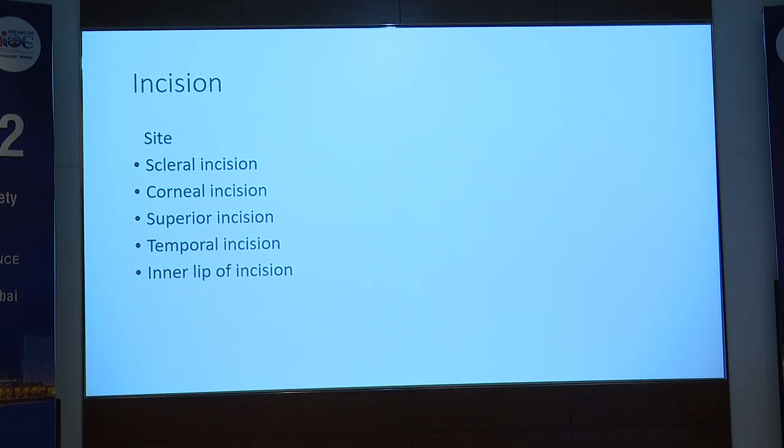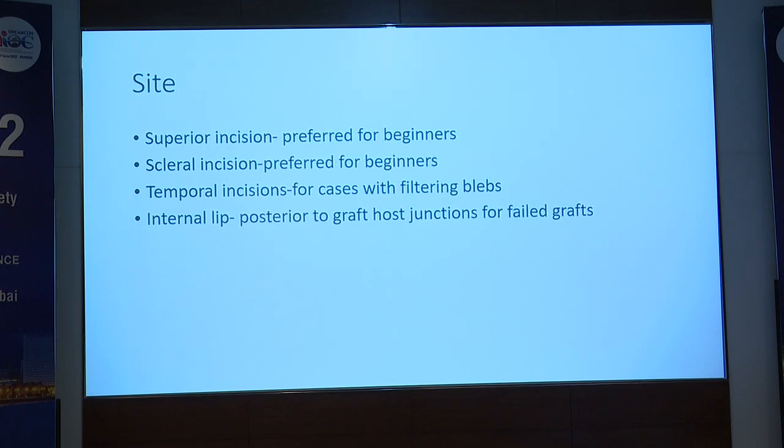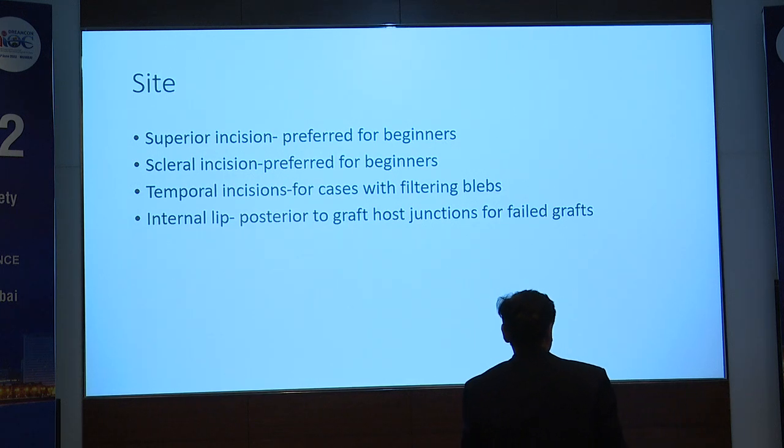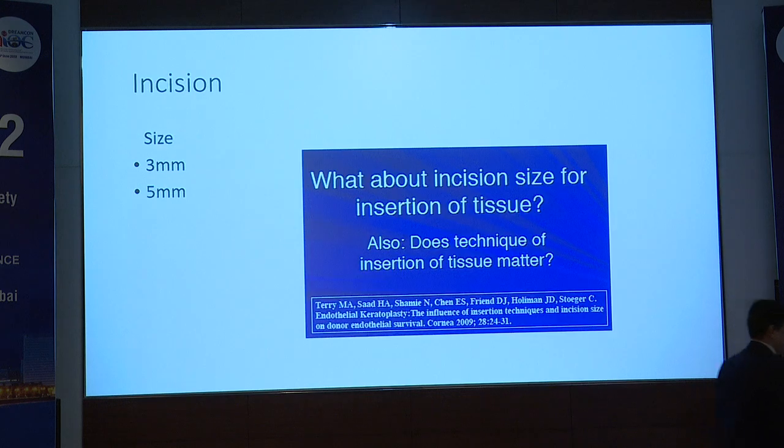Now moving to the site of the incision, you can usually try to use the same incision as you are using for your cataract surgery. If you're a beginner, you can initially use a scleral incision because that's easier, as you can make a bigger incision around 5 to 6 millimeters in size. And if you have a patient who has a filtering bleb, you can use a temporal one. Remember, the internal lip, which is posterior to the graft-host junction, can be used for failed graft.